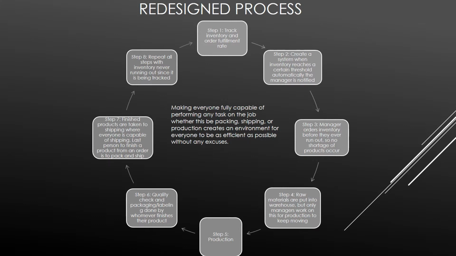Step 4, raw materials are put into the warehouse, and only managers work to keep production moving. Step 5, production. Step 6, quality check. Quality check and packaging labels are done by whoever finishes their product. Step 7, finished products are taken to shipping, where everyone is capable of shipping. The last person to finish a product from an order is to pack and ship. Step 8, repeat all 8 steps, with inventory never running out since it is being tracked. Making everyone capable of packing, shipping, or production creates an environment for everyone to be as efficient as possible without any excuses.